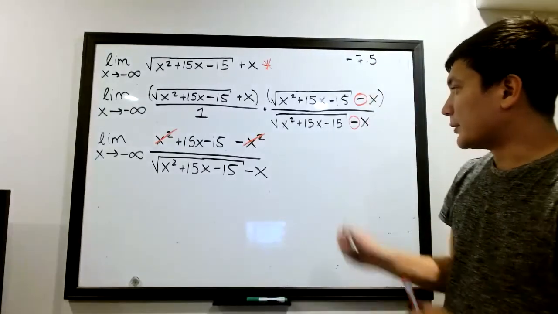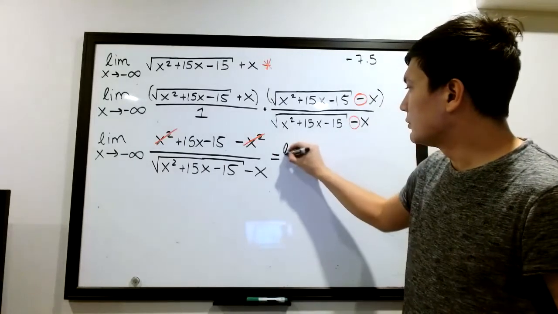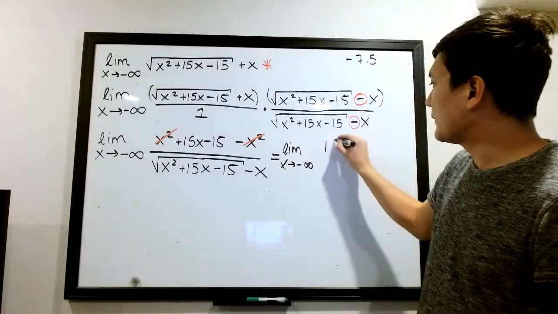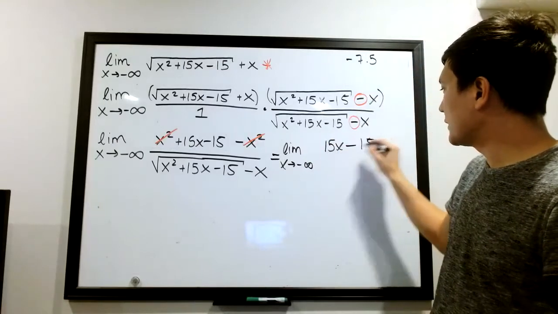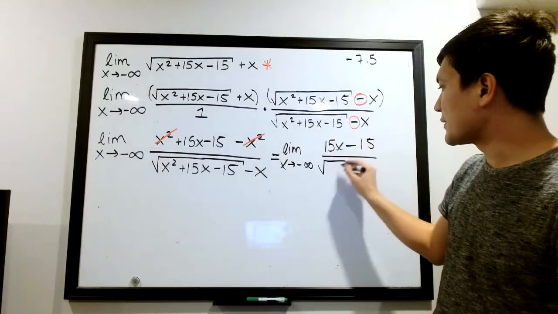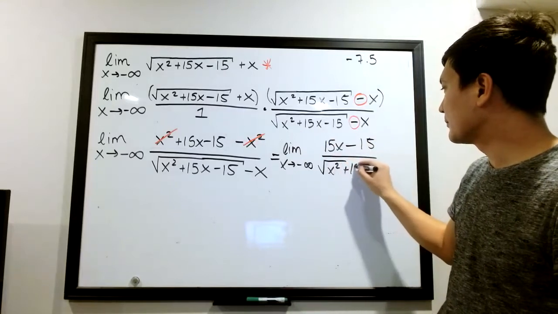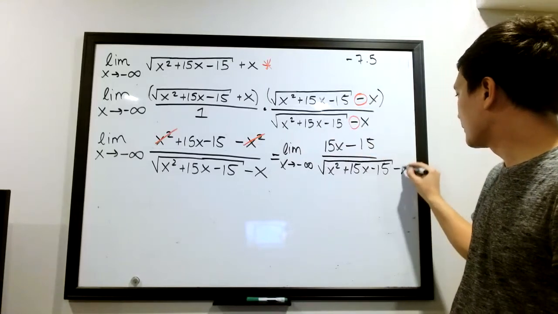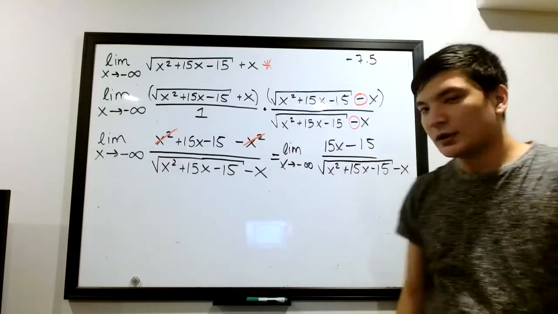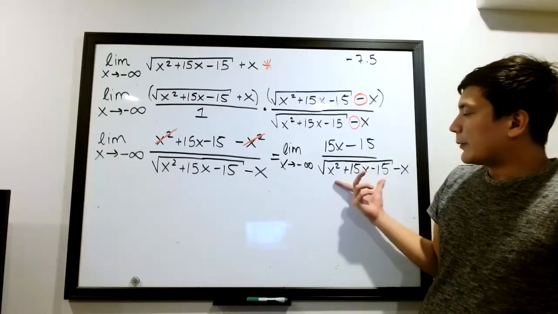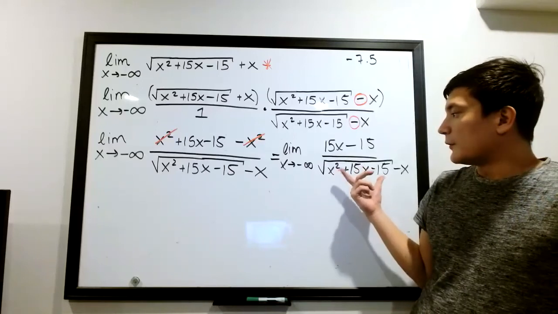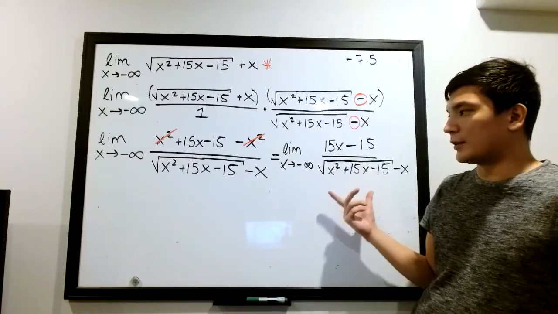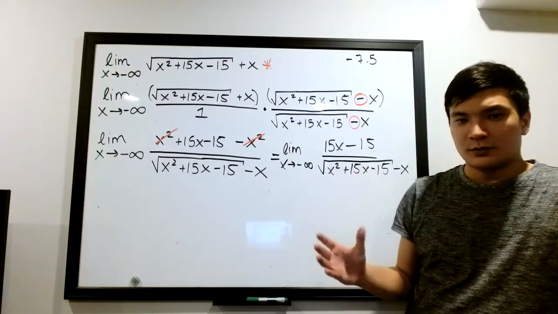And we can maybe rewrite this. So we have 15x minus 15 in the numerator, and then we still have the same in the denominator. Okay. Now, what we want to do is factor out the highest power inside the denominator. We're going to do it in some clever ways.